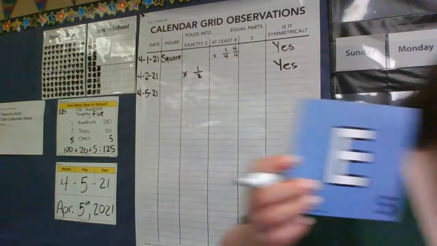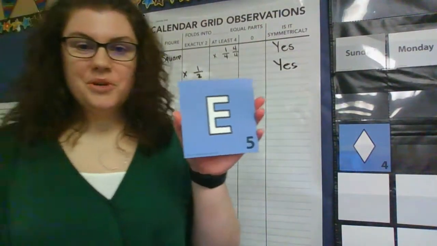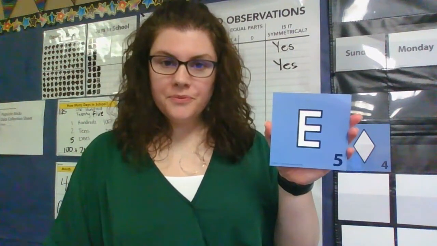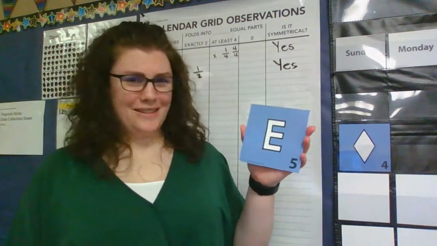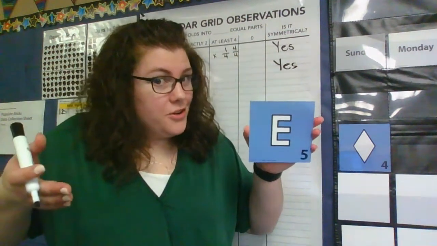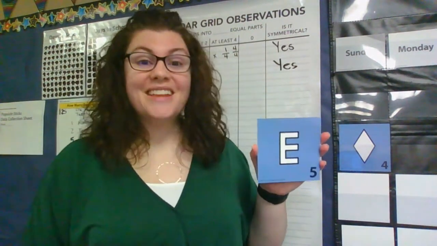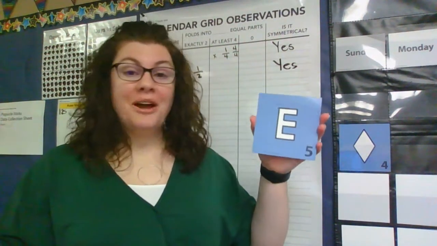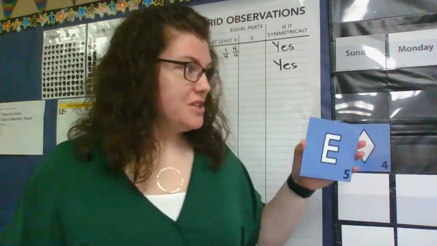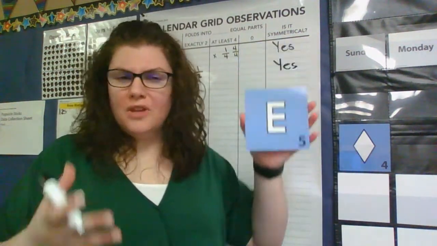All right, let's look at this shape. Here we go. What kind of shape is this? What does it look like? It does look like the letter E. Well, wait a minute. Is the letter E a shape? I thought it was a letter. It's both. Oh, did you know that? Shapes are all around us. Our letters, our numbers, objects, toys, all the things.